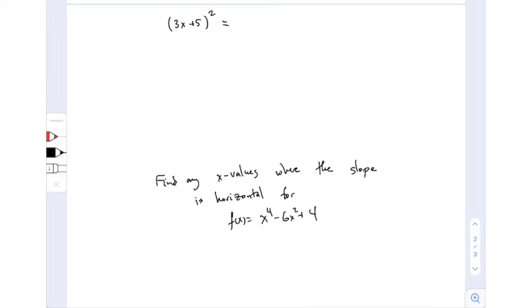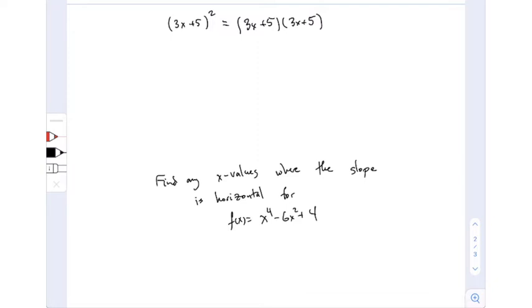This one you should have done like this: 3x plus 5 times 3x plus 5. Now, you may know there's a special derivative rule that you can also use just directly on the thing on the left called the chain rule, which we're going to talk about next time. But for now, you can do this one without the chain rule. And this is how I would do it.